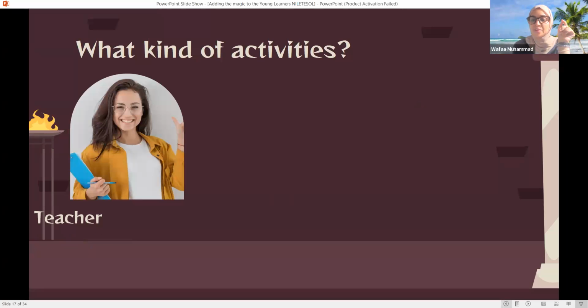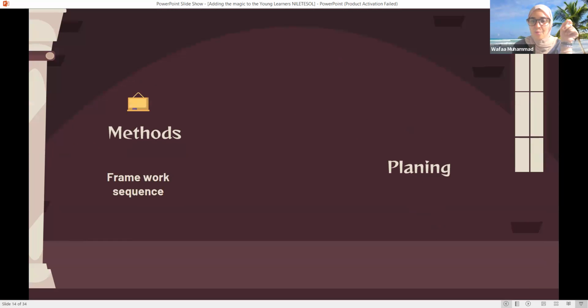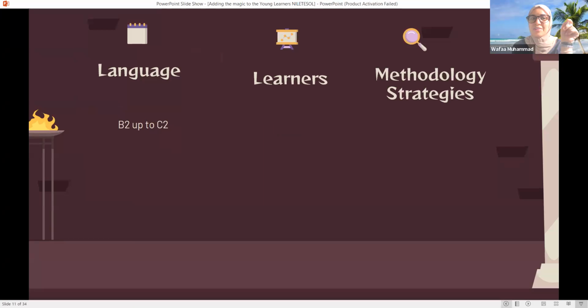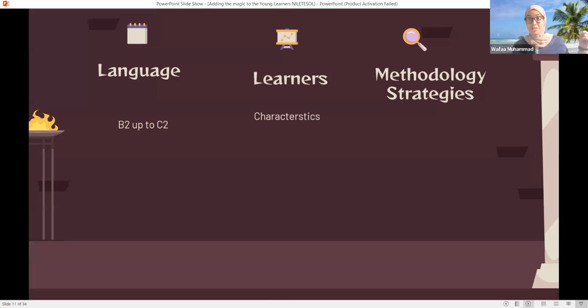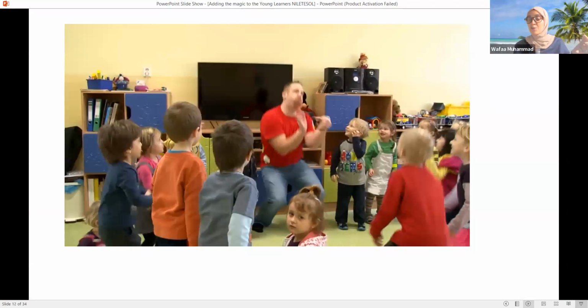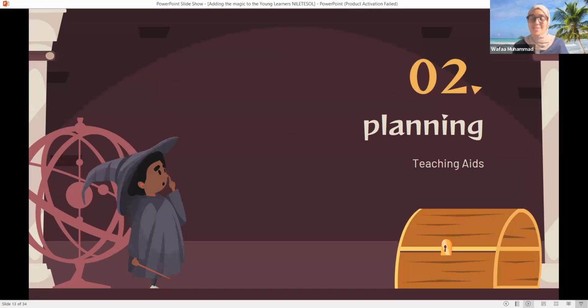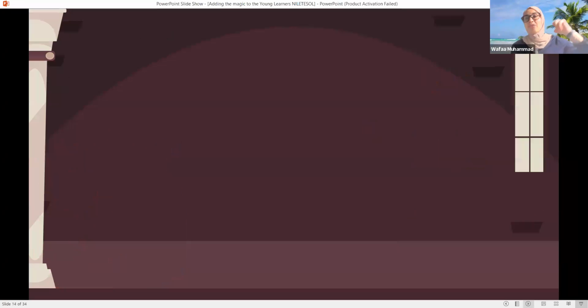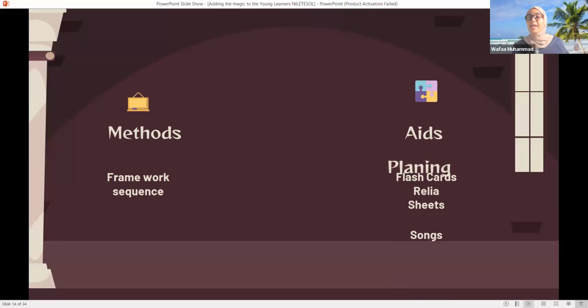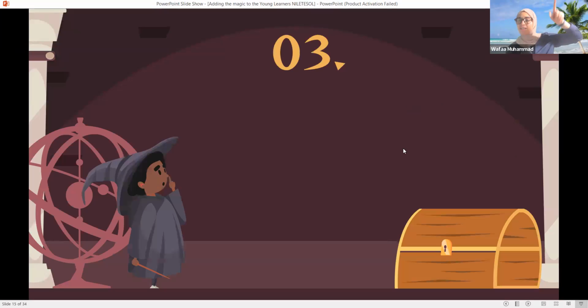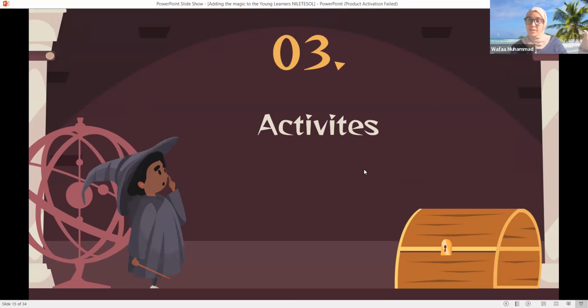So let's take them from the very beginning. Okay, here we go. We started with the teacher, and we said about the teacher, his language matters. The methodology and strategies he's using, you need to keep yourself up to date. Your attitude really matters. You need to get to know the needs and the characteristics of your students. Planning your lesson is based on your knowledge about your students, not only about the methodology and the language you have. What you plan: what are the aids, the flashcards, the realia, the sheets, the songs, the toys, the sequence of my lesson. You visualize everything that happens in the class.